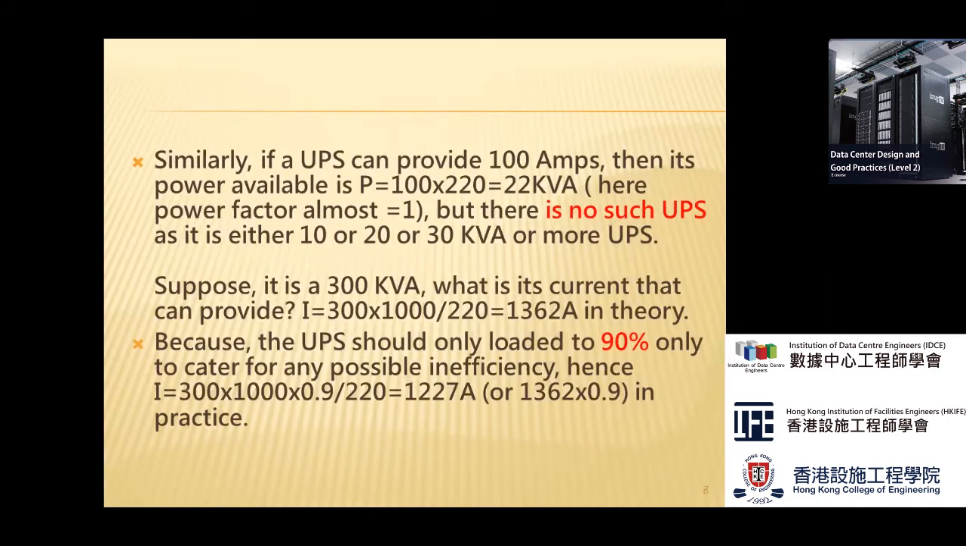Similarly, for the UPS, suppose you have a UPS which can provide 100 amps. Then the power available from the UPS is P equals V times I, which is 100 amps times 220 volts. In theory, if I'm correct, let me check, 100 times 220, yeah, it's about 22 kilowatts in theory.